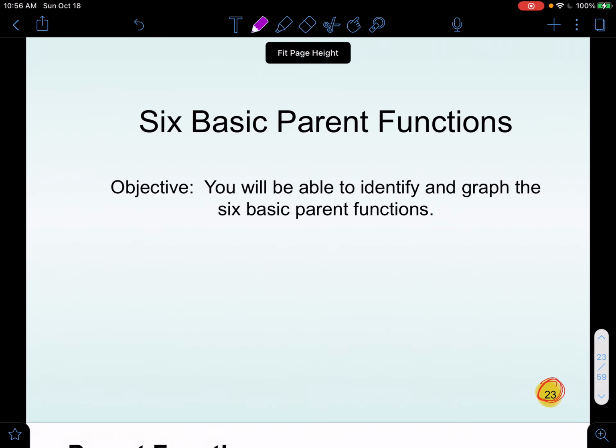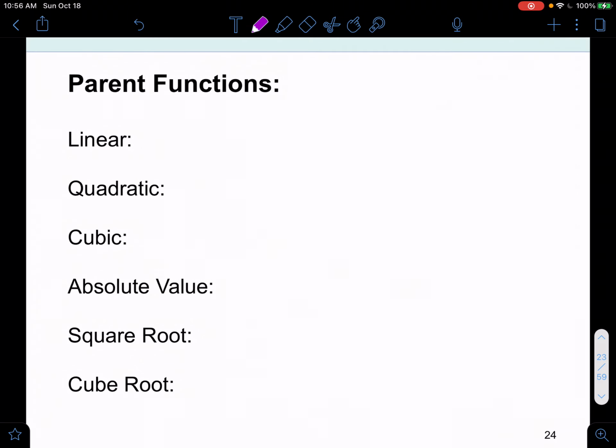Now, a couple things you want to know. So, what are parent functions? Parent functions are basically the most basic form of a function. Right? So, the most basic form of a function. We have 6 different ones that we are going to talk about in this class.